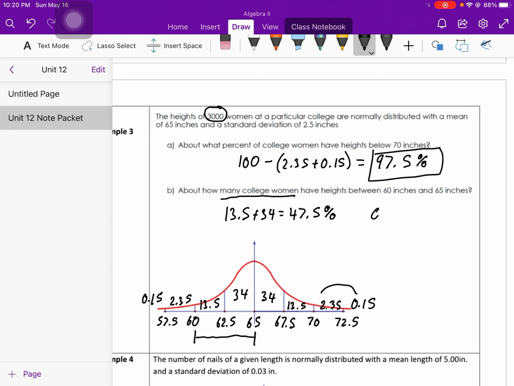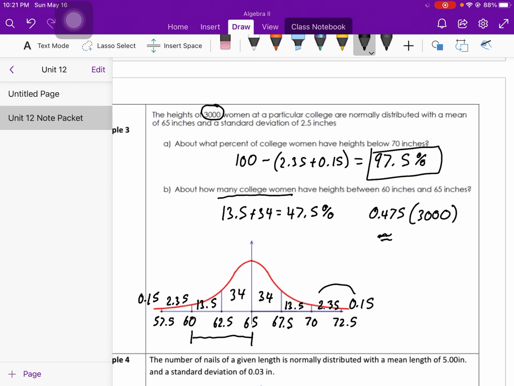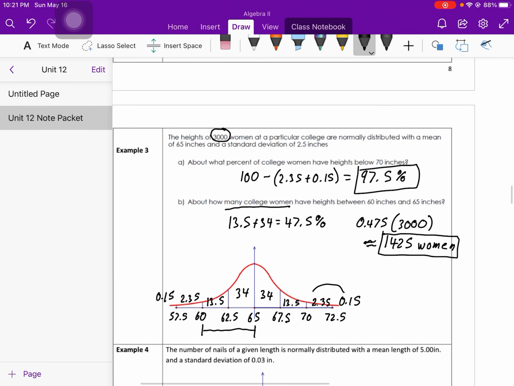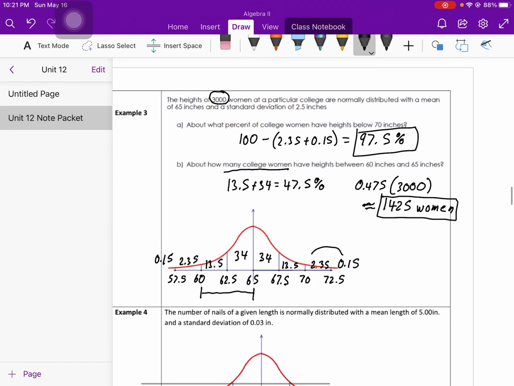So what we got to do then is take 0.475, because I want to convert this to a decimal, and I'm going to multiply that with 3,000. This is going to give me the total amount. And it comes out to approximately 1,425 women. So that 3,000, it's a little bit less than half, which would be 1,500, which we expect. So 1,425, and I would agree that seems like a reasonable answer. That's between 5 feet tall and 5'5".